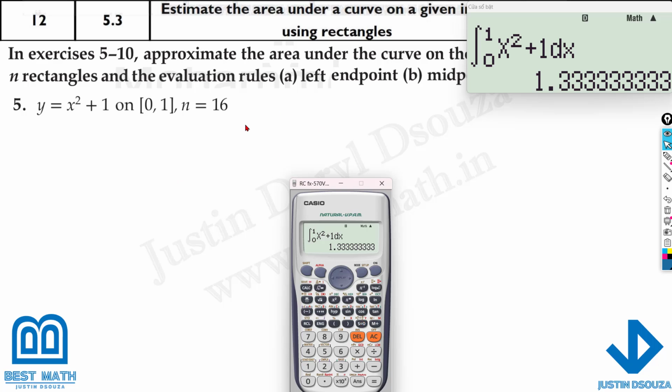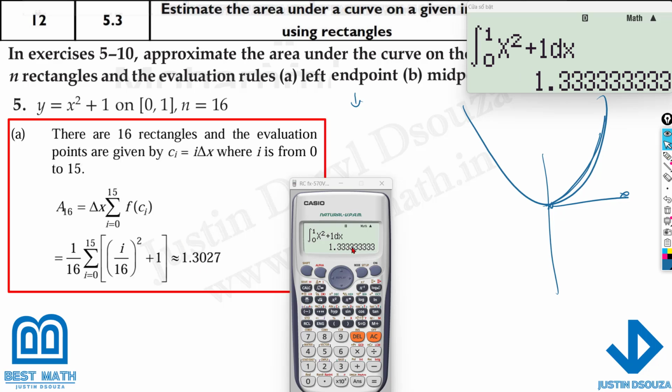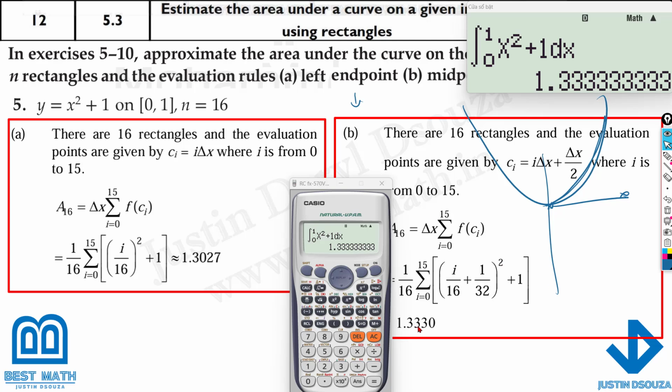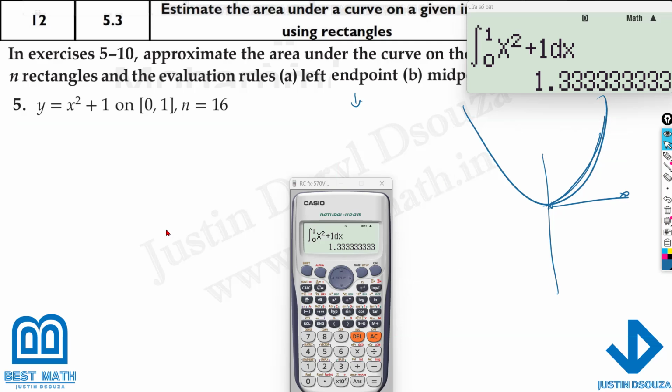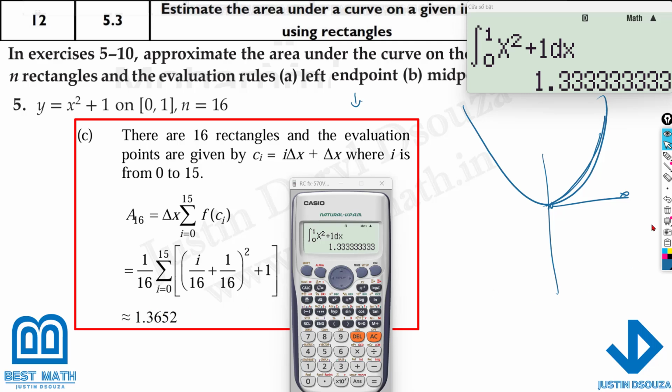Now, if you see the answers for the left endpoint, since it's x squared, it's a parabola. Now, how does x squared look? Let me just draw the graph here. X squared is something like this. And since we have 0 to 1, it's increasing. The curve is increasing, isn't it? So this will be a lower estimate, and the right endpoint will be the higher estimate. So here we can see the answer is lower than 1.33, whereas the midpoint will be the most accurate one, 1.33, and this right estimate will be greater than 1.33.